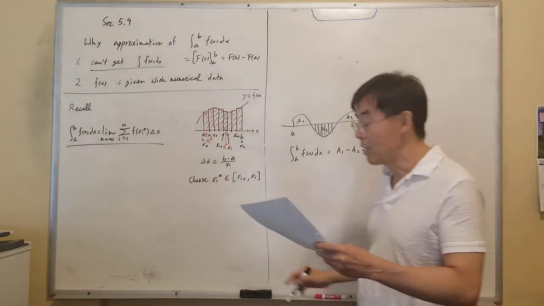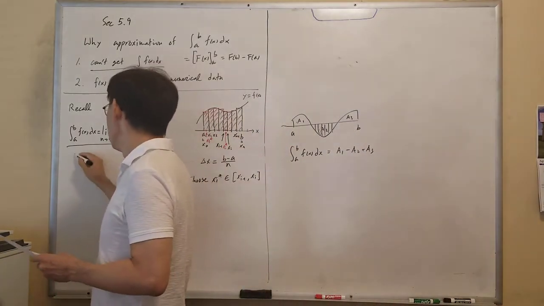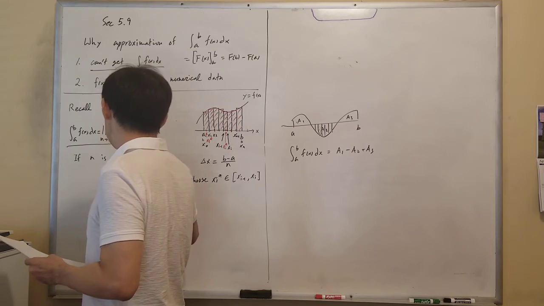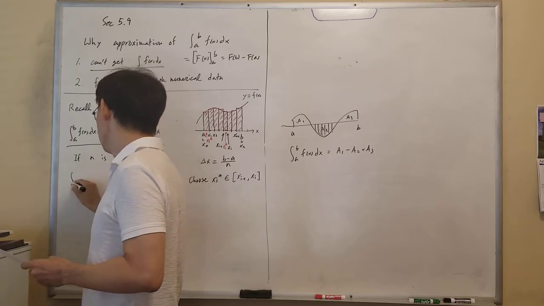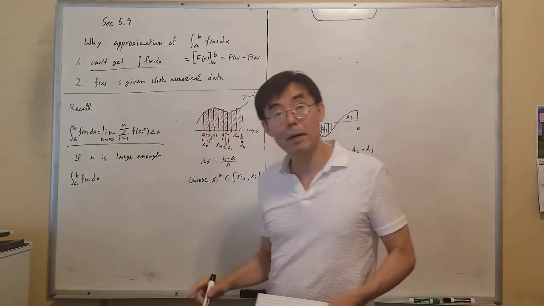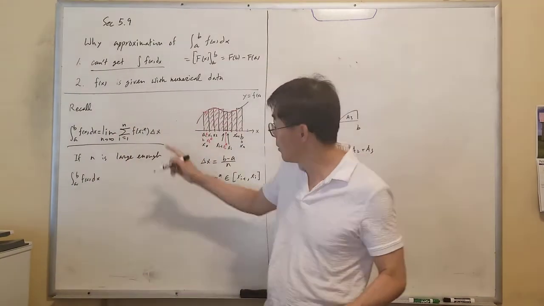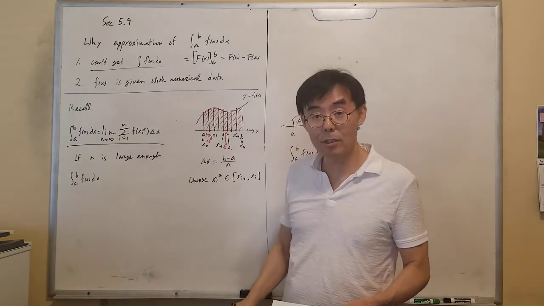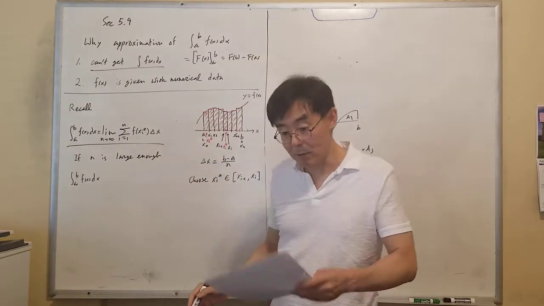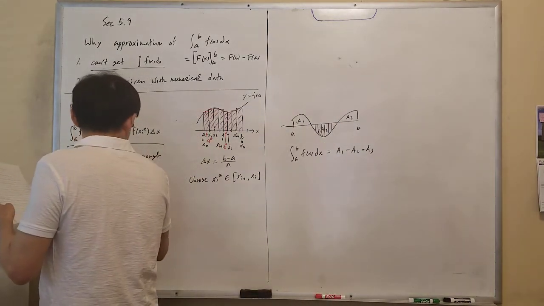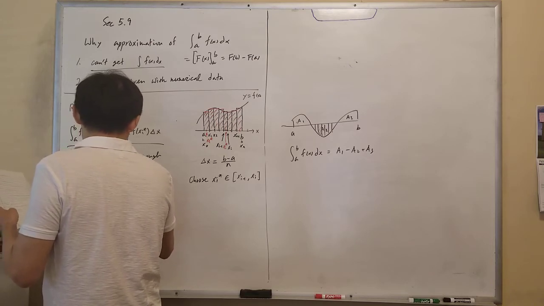So, because of this, if n is large enough, then this will be approximated by the Riemann sum, because the limit value is as n goes to infinity. So when n is large enough, that will be a good approximation.